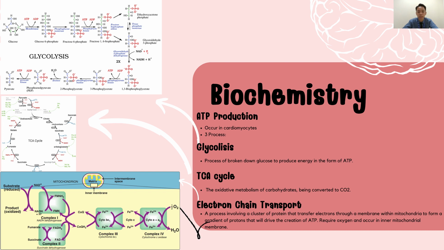Lastly, the electron transport chain. The electron transport chain is a process involving a cluster of proteins that transfer electrons through a membrane within mitochondria to form a gradient of protons that will drive the creation of ATP. This process requires oxygen and occurs in the inner mitochondrial membrane.